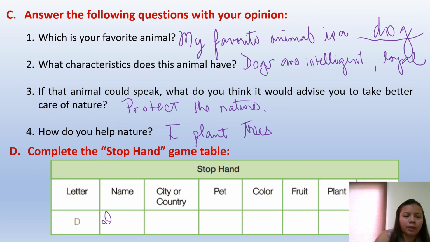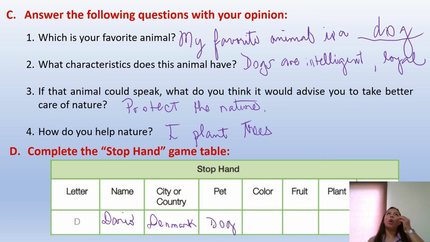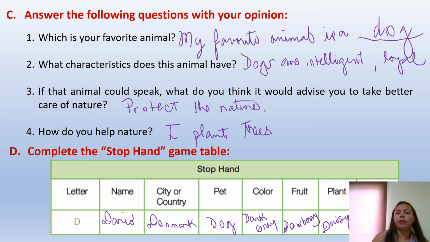Name, I'm going to put over here Darío maybe. City or country, it could be Denmark, which is a country in Europe, Denmark. Pet, for me dog, okay, with the letter D. Color, it could be dark gray. Fruit, okay, it could be blueberry. Plant, daisy, this is a plant, daisy. And thing, doll. Do you know the meaning of doll?